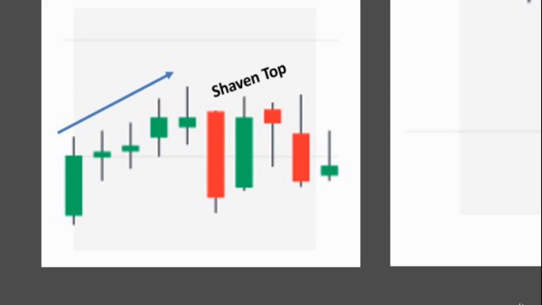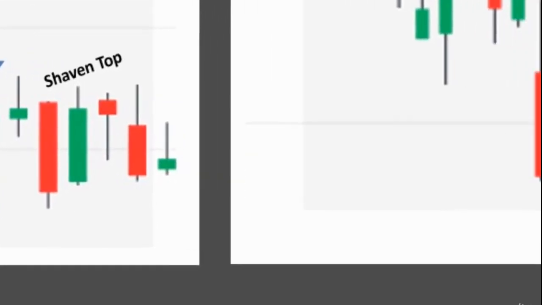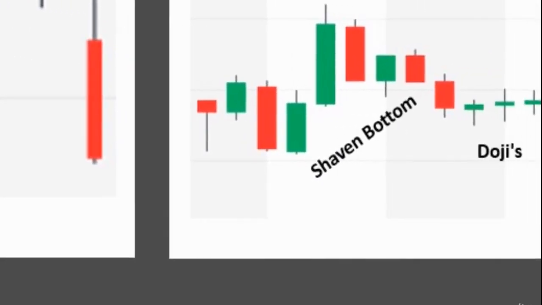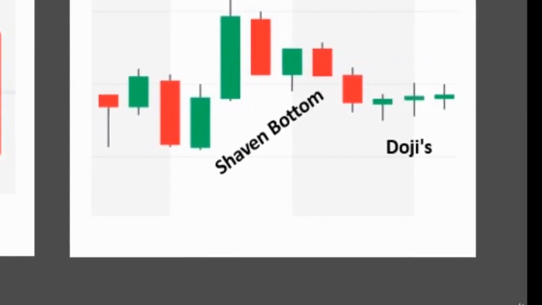Again, universally applicable. On the far right, same thing. You have a shaven bottom. It's just the bottom is missing the wick. And then you have these things where they're very narrow kind of bodies of the candle, which are called dojis. Again, we're going to learn all about this stuff in the course. The key takeaway is it's very, very applicable no matter what you're looking to do.